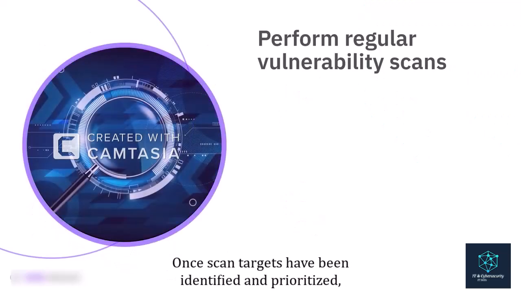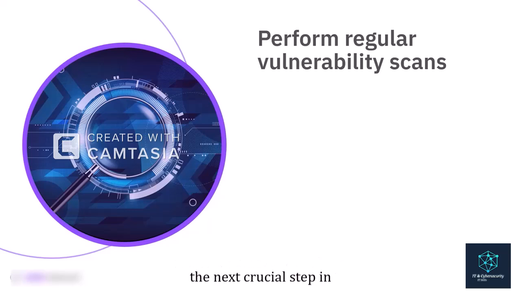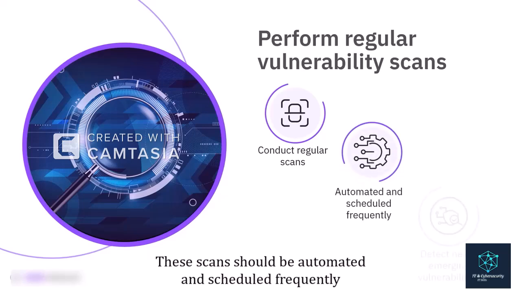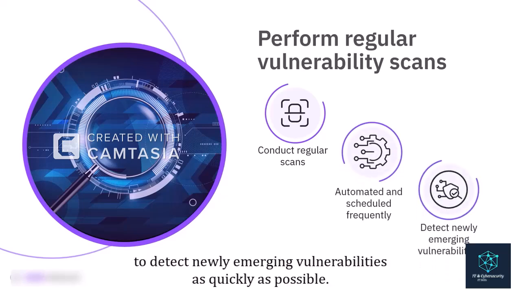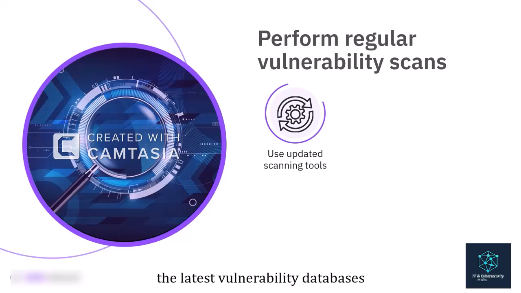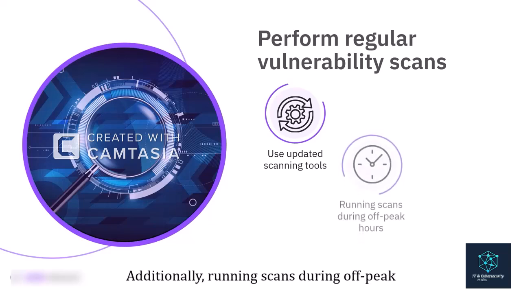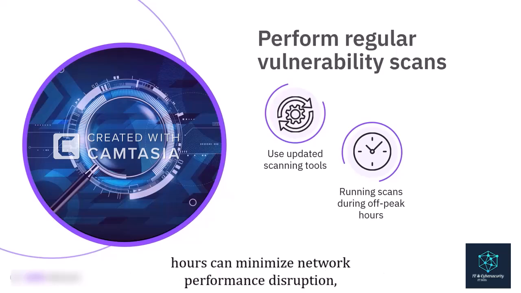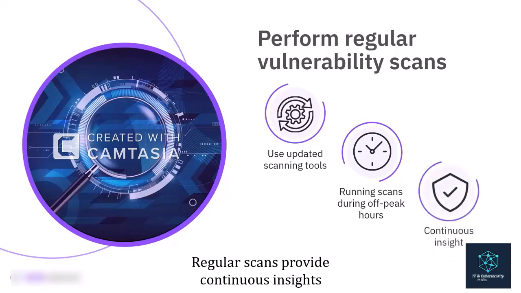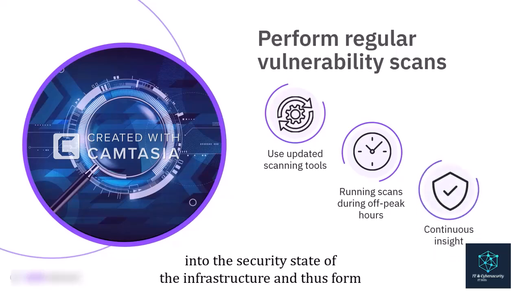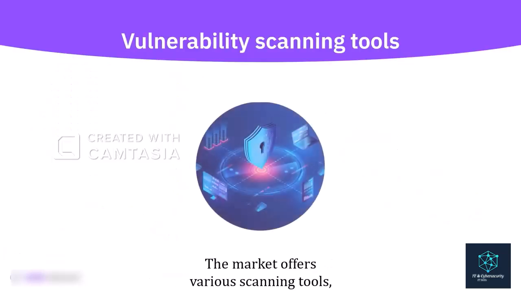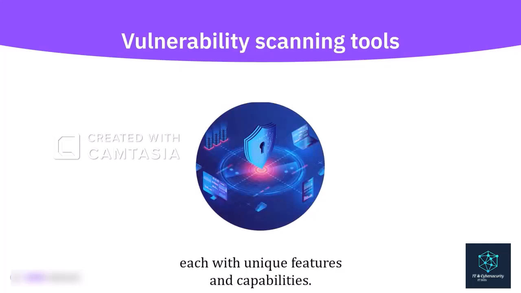Once scan targets have been identified and prioritized, the next crucial step in vulnerability management is to conduct regular scans. These scans should be automated and scheduled frequently to detect newly emerging vulnerabilities as quickly as possible. It is essential to use updated scanning tools with the latest vulnerability databases to identify the most recent threats. Additionally, running scans during off-peak hours can minimize network performance disruption and reduce productivity impacts. Regular scans provide continuous insights into the security state of the infrastructure and thus form the backbone of an effective vulnerability management program.